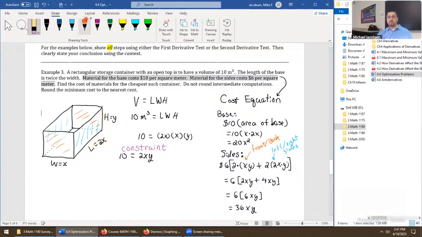That's a lot to get started on a problem like this one, but we're getting there. So far, we have a base cost, $20 x squared, and we have a side cost, 36xy. We want to put all that together and now find the cost of the materials for the cheapest such container. So we need a new function that's going to take this component. We can call it total cost. Let's write it in here. Total cost. We can make this be, say, C. C is a function that depends on x. And next thing we can write in is that C of x is going to be cost of the base, 20x squared, plus the cost of all 4 sides is 36xy.